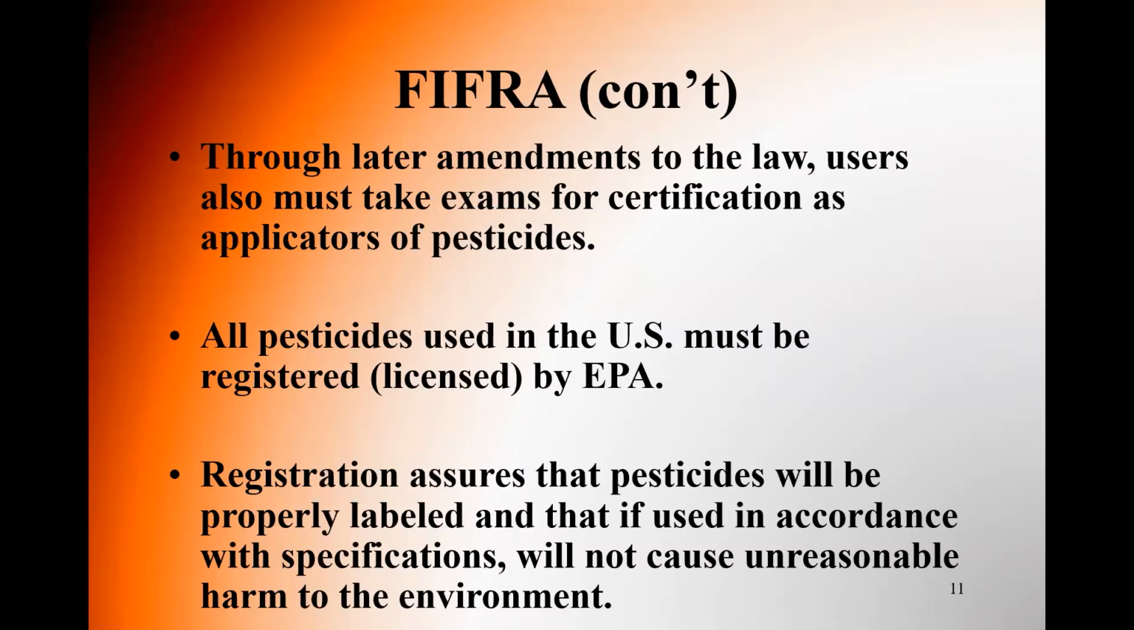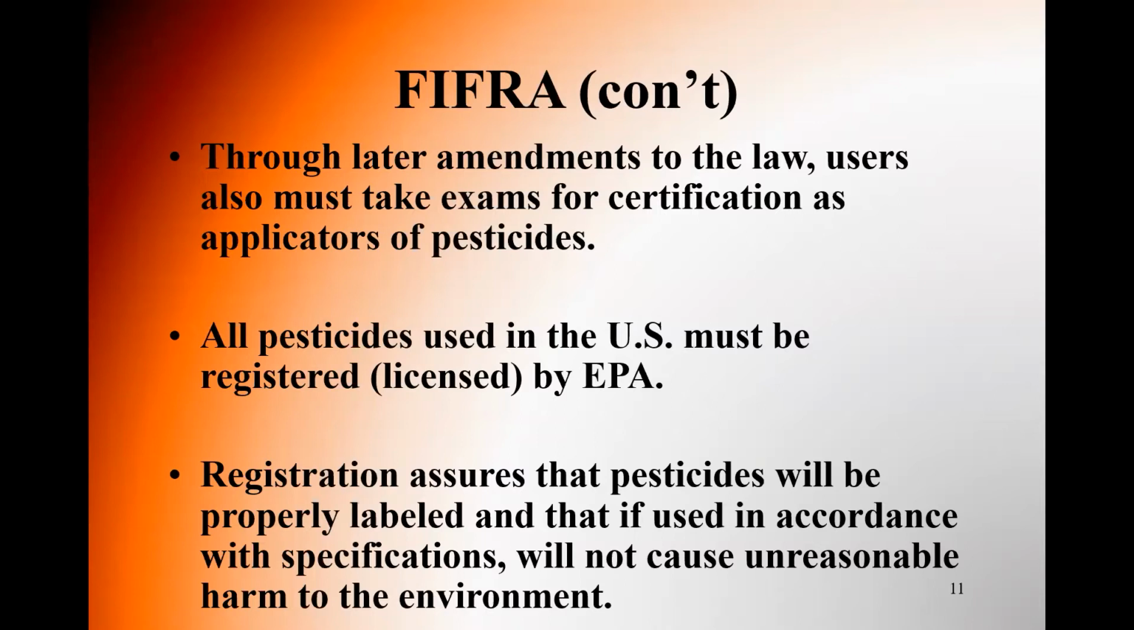All these pesticides in the United States are registered. So they have been licensed through the EPA. They are registered there so that they know it's there. And that registration assures that the pesticide will be properly labeled and that if it's used in accordance with specifications, it will not cause unreasonable harm to the environment. That's their main concern, that if you use it the way that it's instructed, the way that it's labeled, it's not going to cause a lot of harm.